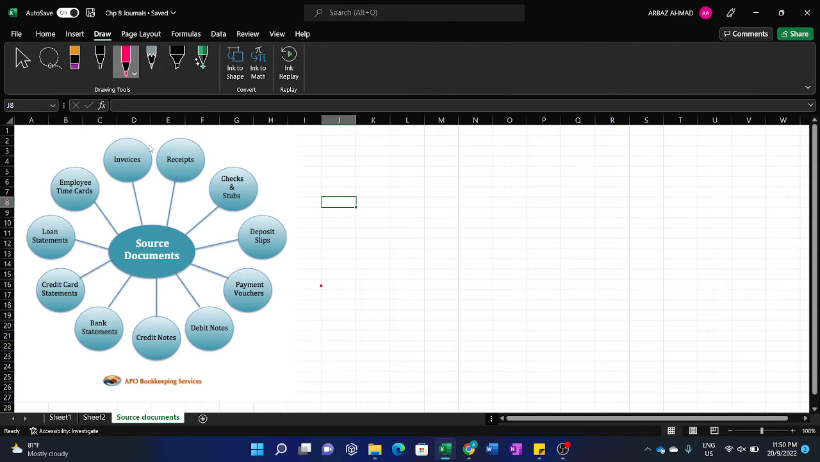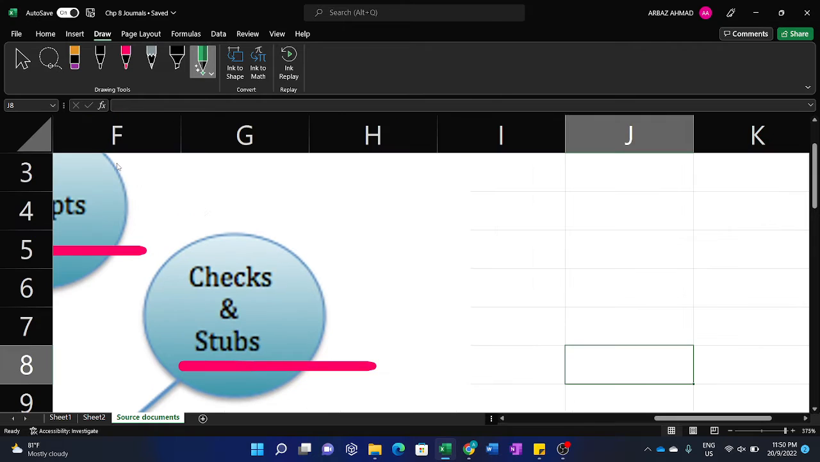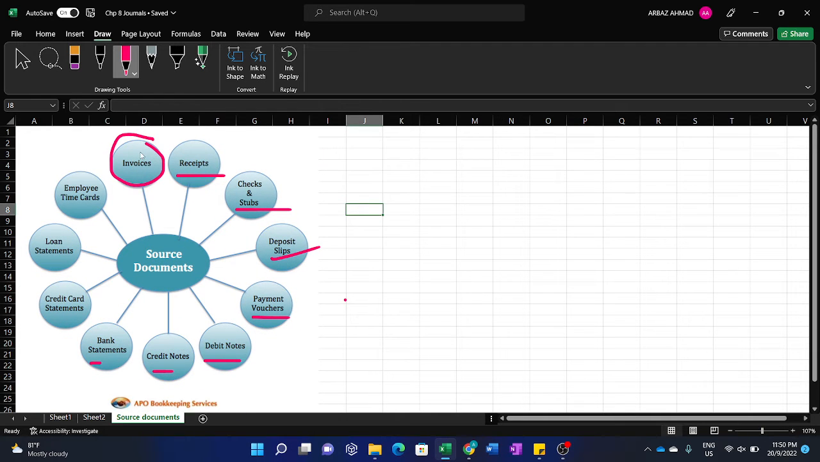Okay, so we have invoice here, we have receipts, we have checks and stubs and deposit slips, we have payment vouchers, debit note, credit note, bank statement, and all these things. But basically we'll be looking specifically at this one. Zoom to maximum. Okay, specifically we'll be looking at this one, and receipts we'll be looking at later on. Payment vouchers we'll be looking at, debit note we'll be looking at, and credit note. Okay, and I'll be explaining as we go on through the journey what is what.